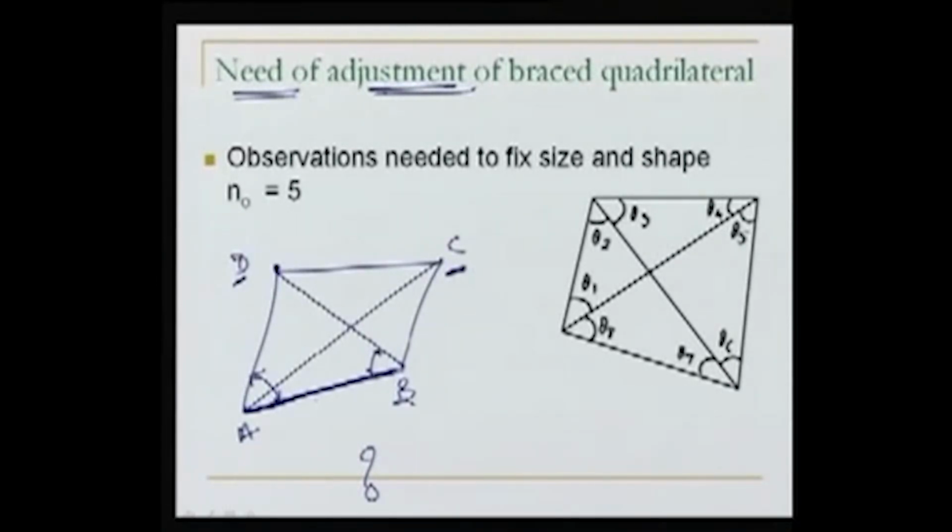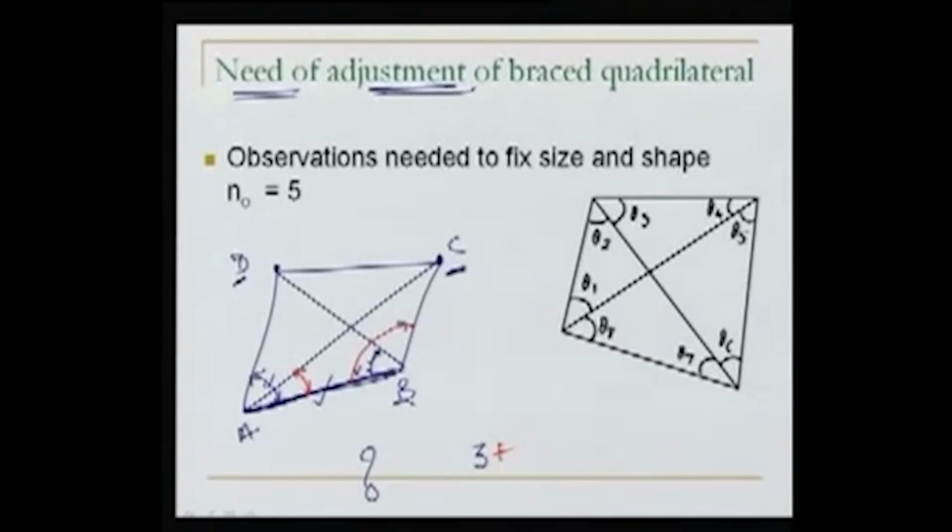So I need to know this length, this angle and this angle. So 3 observations. Plus, in order to fix C, I need to know the angle here and the total angle. So I can draw this in a different color. To fix C, I need this total angle and this angle. So the length is already known.